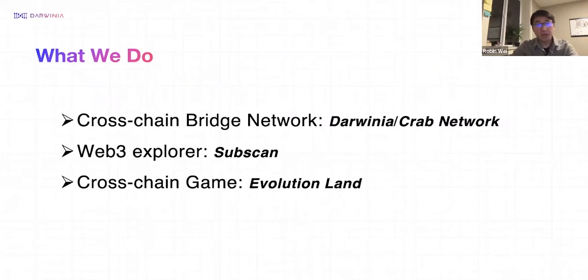And we also have Evolution Land. Evolution Land is the first DeFi plus NFT cross-chain game with each continent built on a different blockchain network. The game will have up to 26 continents, each of which is deployed on a public chain. Several continents have been built so far and have been deployed, among which are Atlantis continent on Ethereum, Byzantine on Tron, Columbus on Crab network, etc.